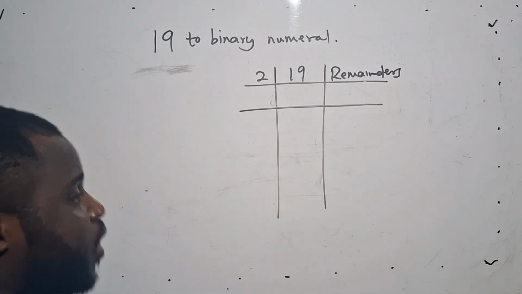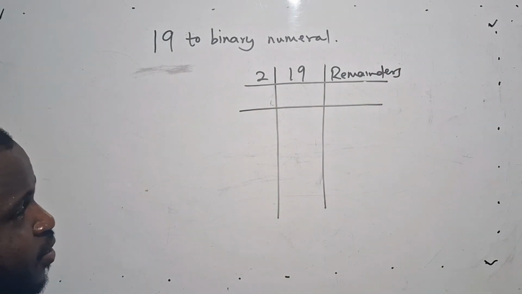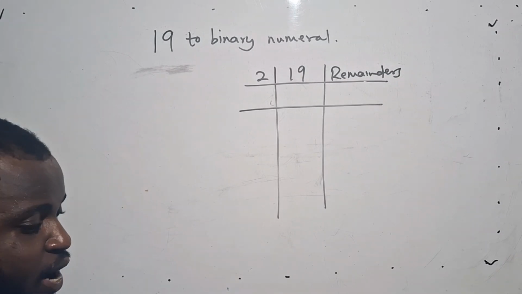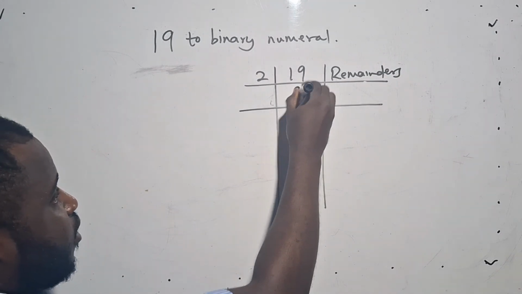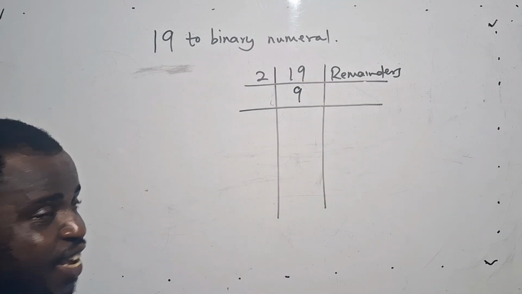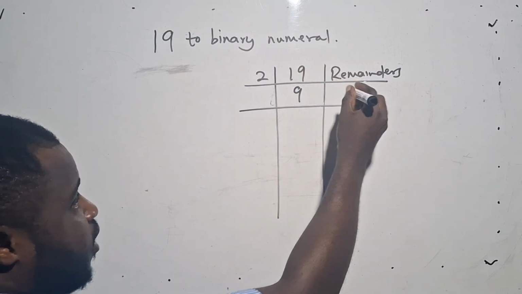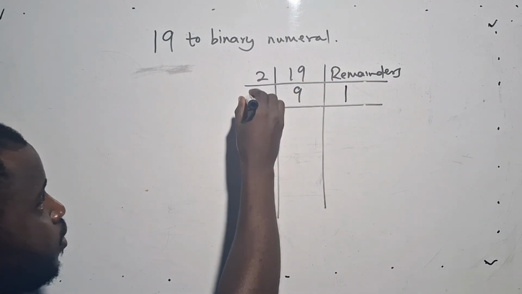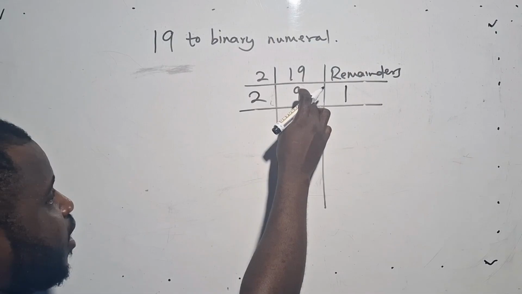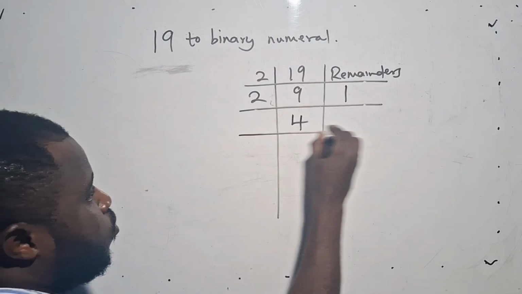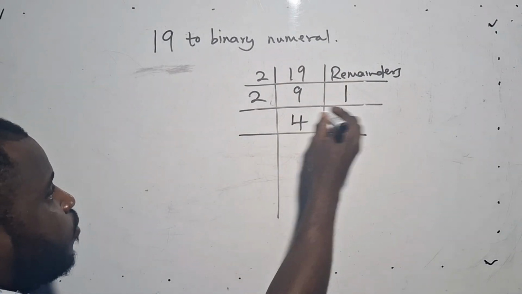2, how many times can 2 divide 19? Yes, 2 can divide 19 how many times? 9. 2 nines are 18. So 18 from 19 will be remainder what? 1. Now 2 can divide again. 2 can divide 9 how many times? 4. 2 fours are 8, from 9, remainder 1.